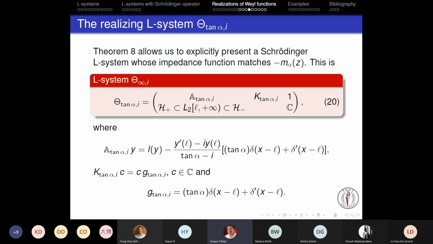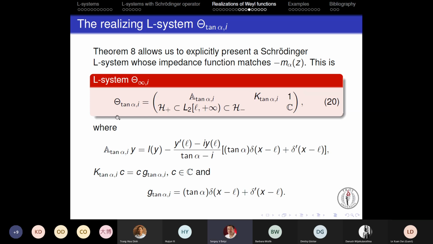Moreover, we can again explicitly write out the system. So there is a typo here. It should be tangent alpha. Obviously, I copied and pasted from previous slides. So mu is tangent alpha, right here, and still I.